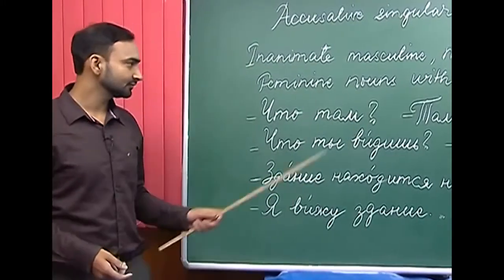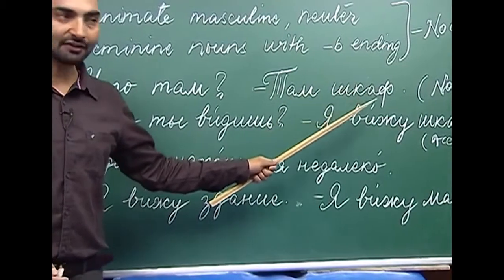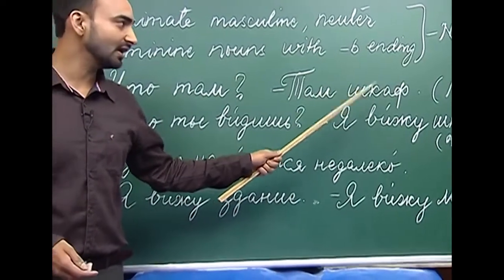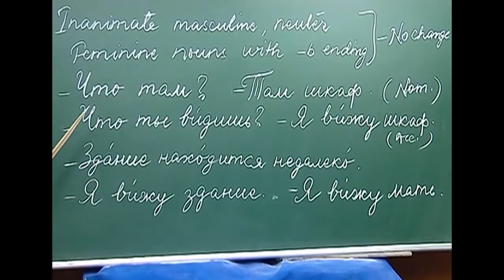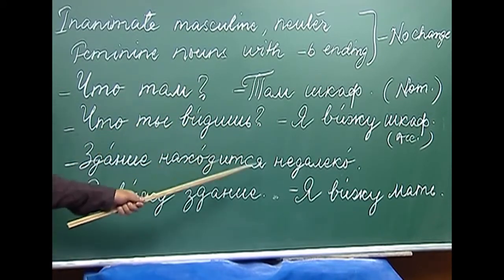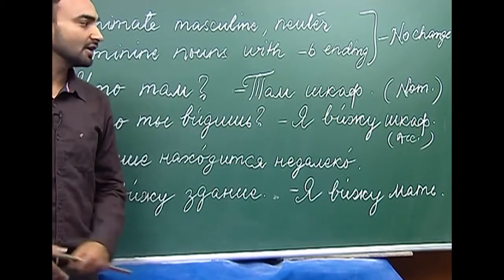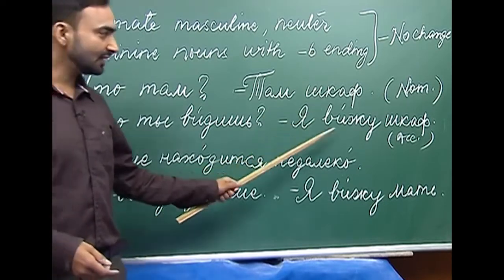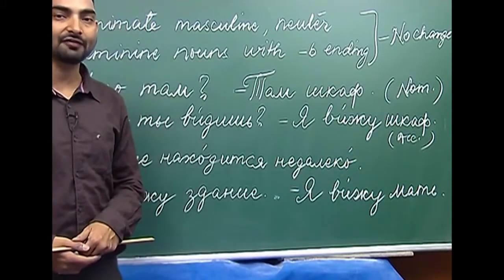For example, что там? What is there? Там шкаф. Here шкаф, which means cupboard or almirah, is in the nominative case. Что там? Там шкаф. Next question, что ты видишь? What are you seeing? Я вижу шкаф. Видеть, we have already discussed, is a transitive verb which requires a direct object. So here we are using шкаф as the direct object, which is supposed to be in the accusative case.